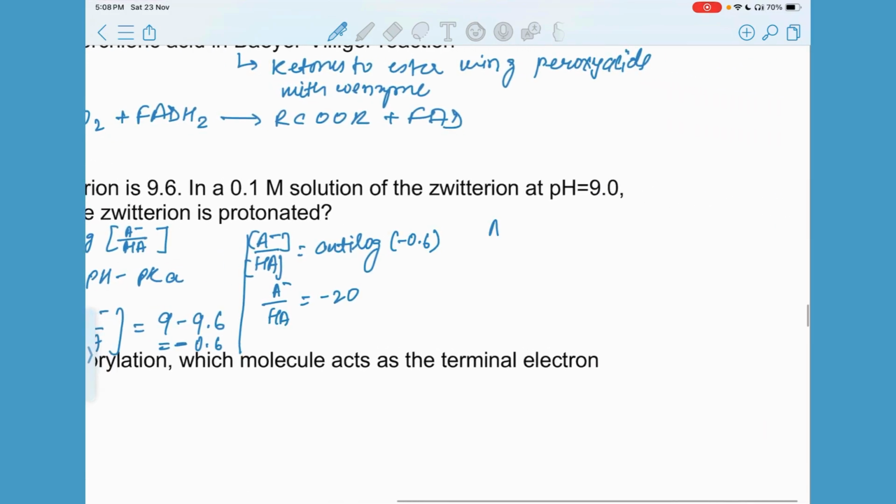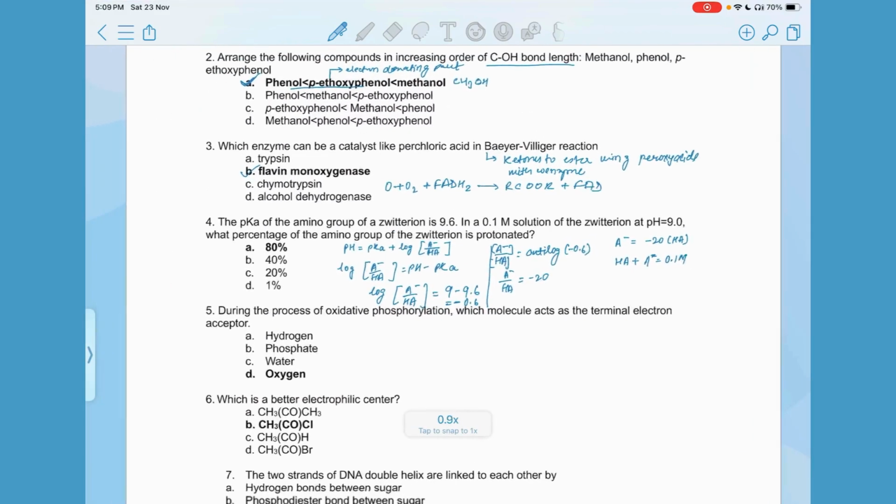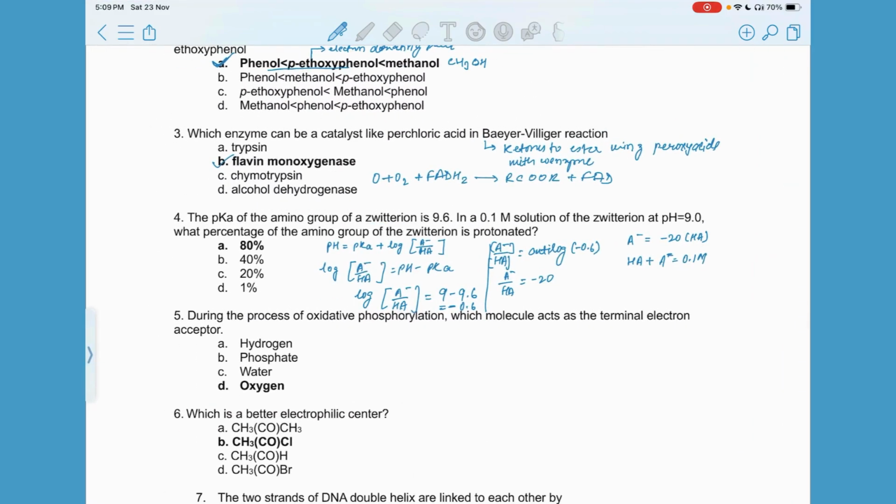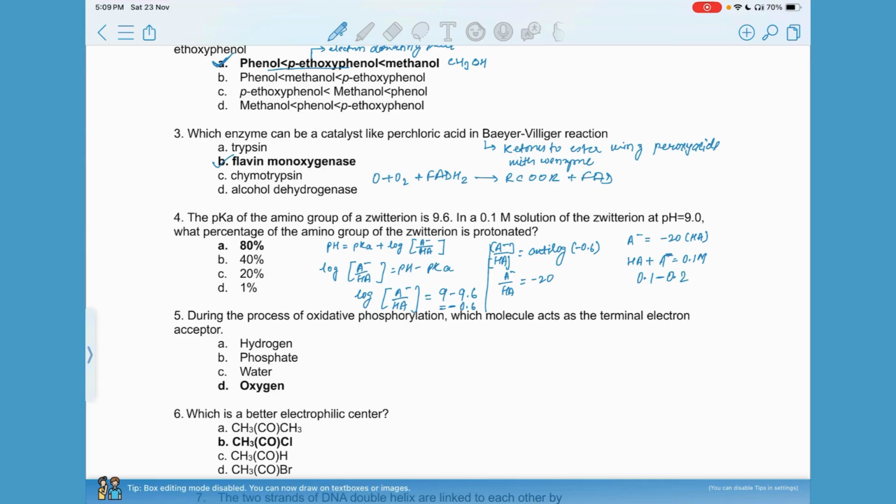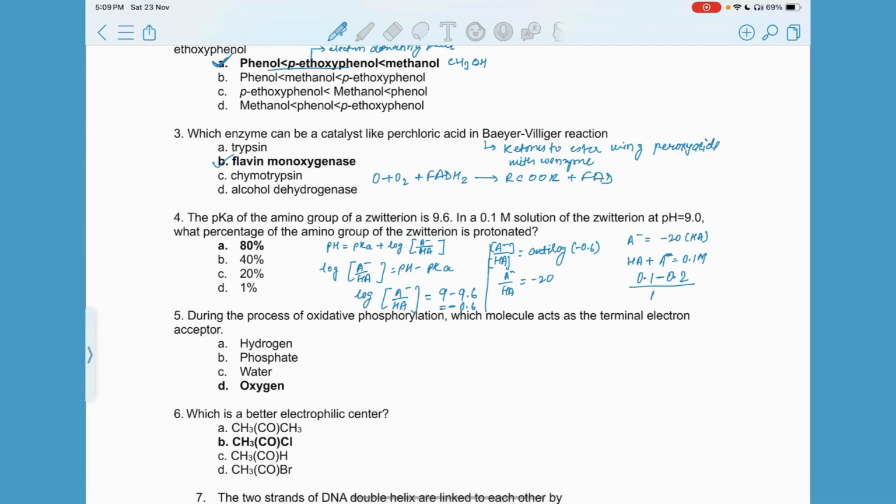We know that A minus will now become HA divided by 20, and HA plus A minus concentration is 0.1 molar. So when we substitute from this, the percentage of deuterium which will be protonated will become 0.1 minus 0.1 upon 21 into 100, which will come to about 95%. Option number A.